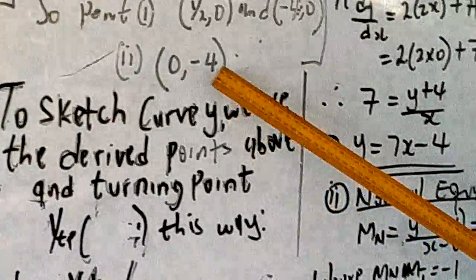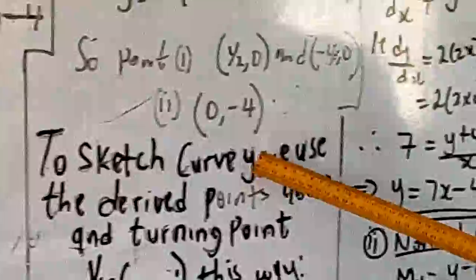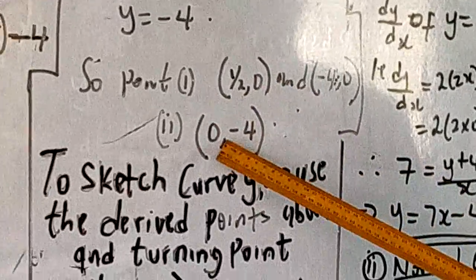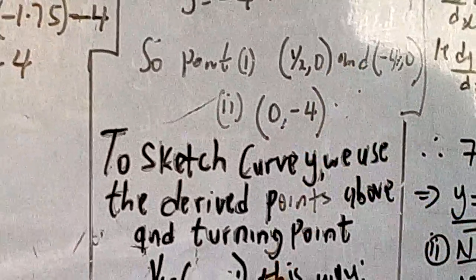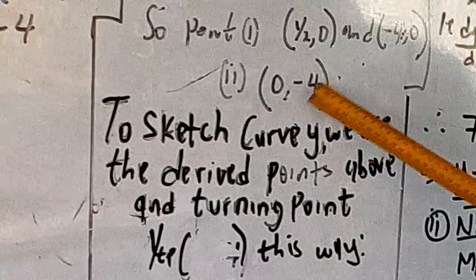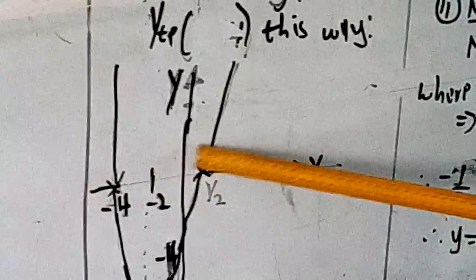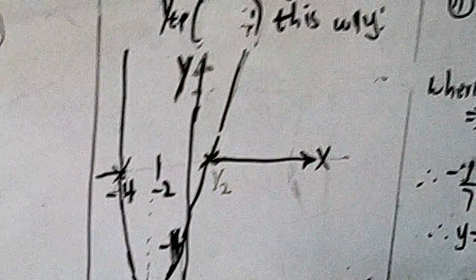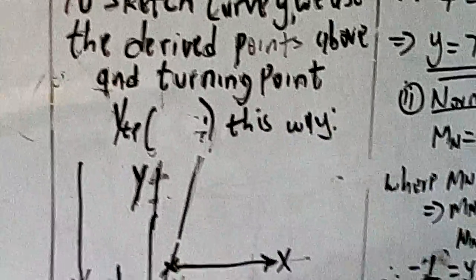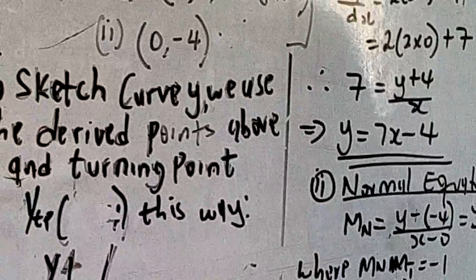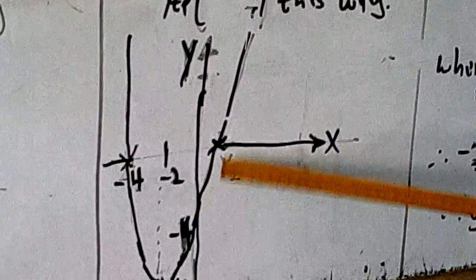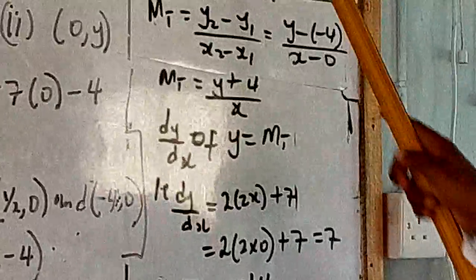Now, for the intercept on the y-axis, how do we get it? On the y-axis, the value of x is 0, and when we substitute x into the original equation, we discover that our y is minus 4. So we now plot this point. We have this curve. Now, we want to get the equation of the tangent and normal to this curve at the point 0 and minus 4. This is what we have here.